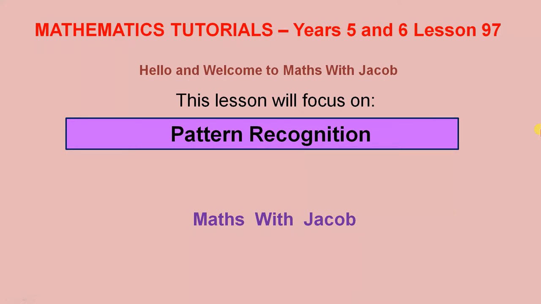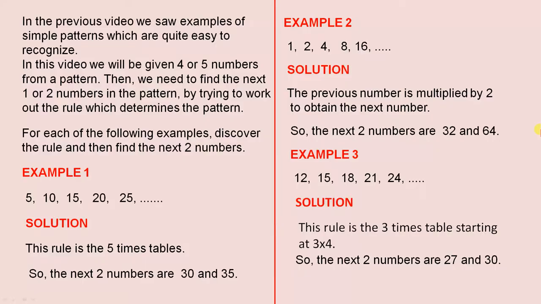This lesson will focus on pattern recognition. In the previous video we saw examples of simple patterns which are quite easy to recognize. In this video we will be given 4 or 5 numbers from a pattern. Then we need to find the next 1 or 2 numbers in the pattern by trying to work out the rule which determines the pattern. For each of the following examples, discover the rule and then find the next 2 numbers.